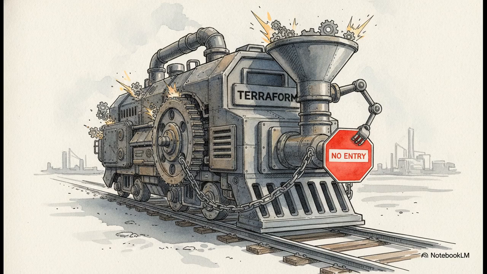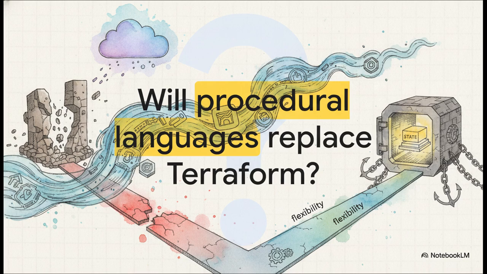You actually have to construct them during initialization, which leaves us with a pretty massive question to ponder at the end here. With these real drawbacks, no built-in error handling, and those strict language limitations, will declarative tools like Terraform eventually be replaced by the flexibility of procedural languages? Or will the sheer power and reliability of the almighty state file always reign supreme in infrastructure management?